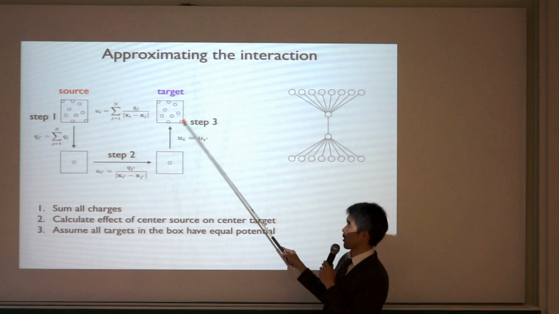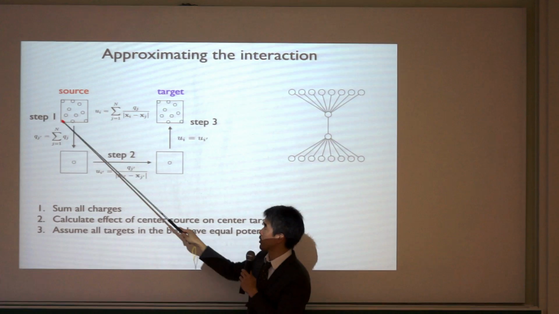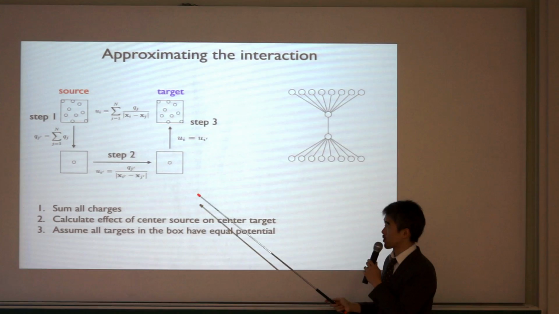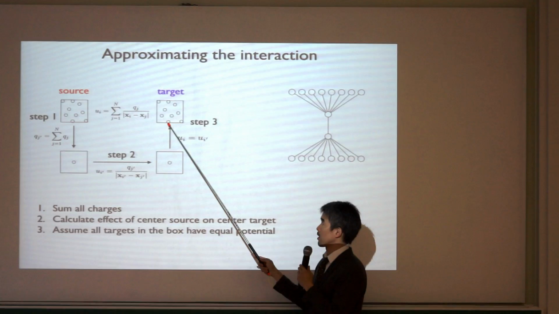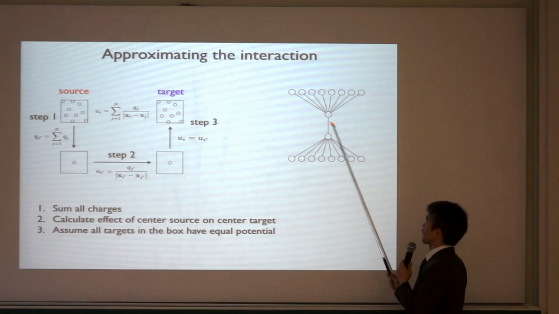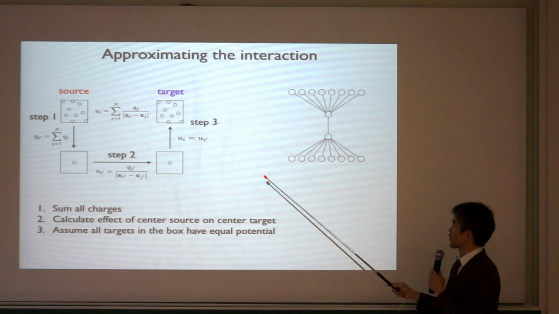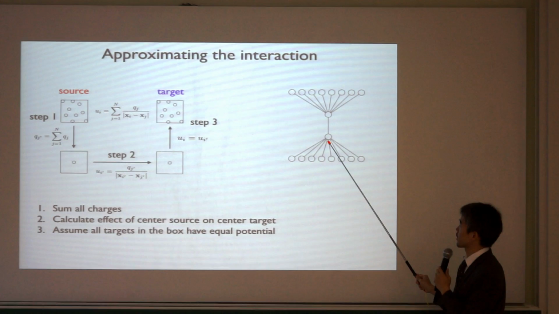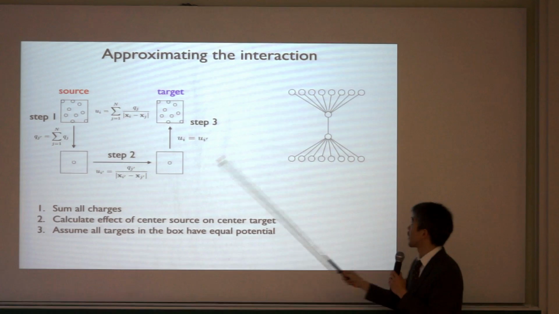It's a very rough approximation, but when this box is very small, and this box is very small, and these two boxes are very far from each other, it's a rather good approximation. It's just a relative issue. It depends on how small this box is compared to the distance between the two. If you draw a picture of the interaction between the two bodies, it looks like this. You're taking all the sources, gathering them into one point, then calculating the interaction between one point against one point here, and then spreading the effect to the other points.